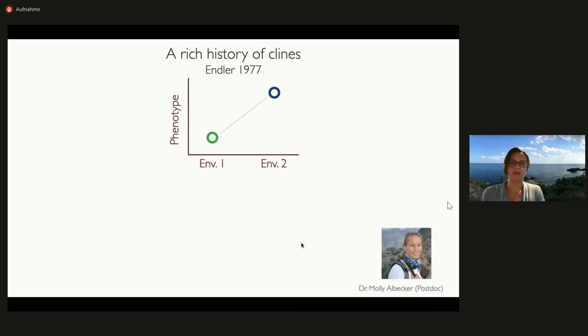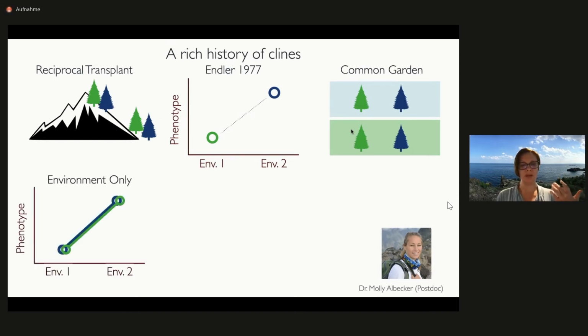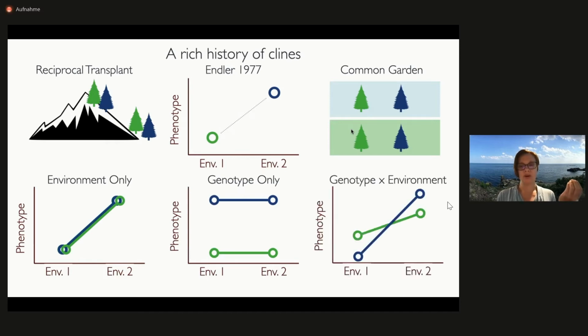So biologists have a rich history of studying clines, and clines often serve as an observational basis for studying adaptation. So for example, biologists go out, they might see that in one environment there's a different phenotype than in another environment, and that makes something interesting to study. And to try to understand what's causing this pattern, we do reciprocal transplant experiments or common garden experiments, and these experiments help us disentangle whether this clinal pattern is due to environment only, genotype only, or some kind of genotype by environment interaction.